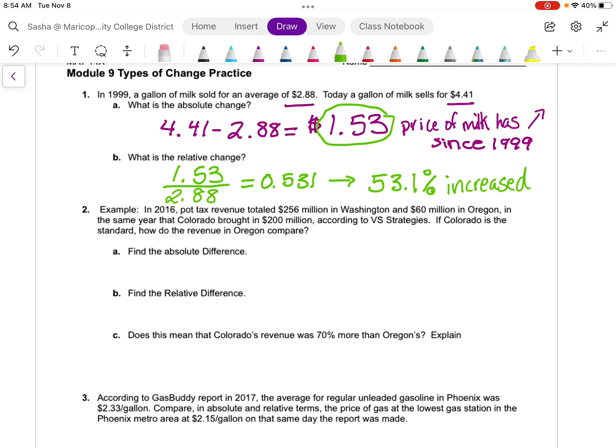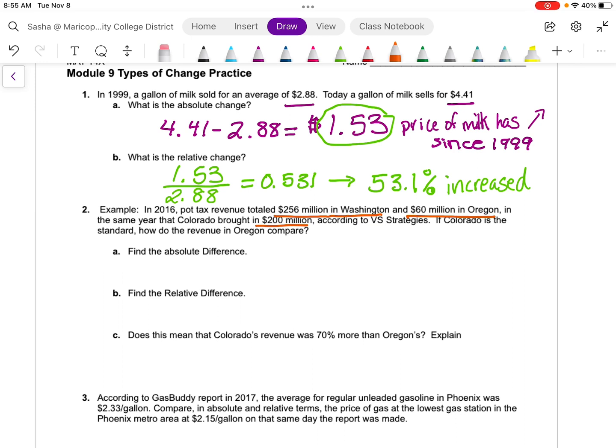All right, so the next problem, we're comparing different revenues. In this particular case, we're told that revenue in Washington totaled $156 million. In Oregon, it was $60 million. And in that same year, Colorado had $200 million. We're being asked to treat Colorado as the standard and compare the revenue in Oregon to that.